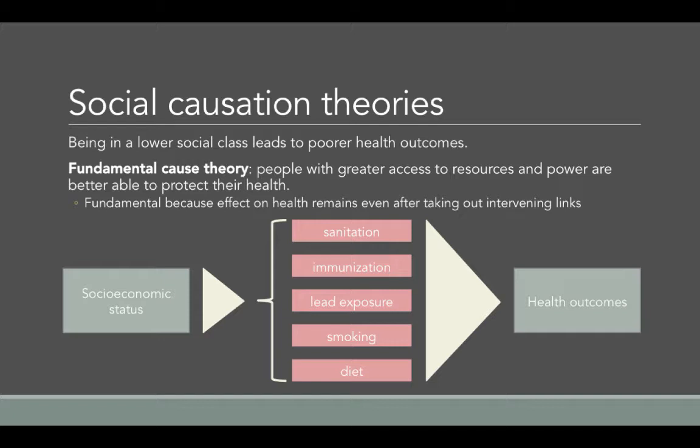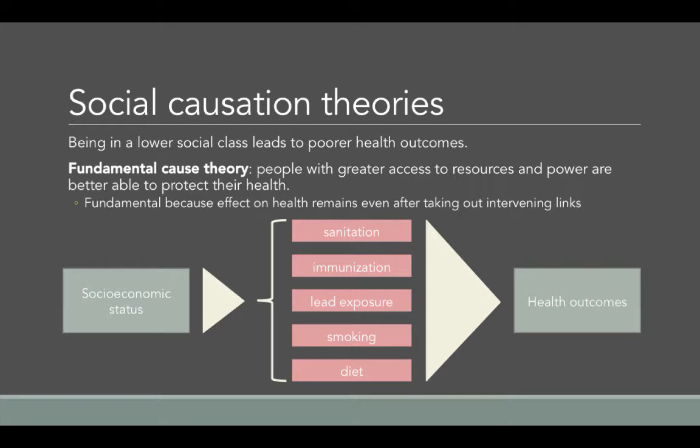Socioeconomic status is related to smoking and diet, both of which we would consider to be health behaviors. Smoking and what we might call a poor or unhealthy diet are much more prevalent among the lower social classes than the upper social classes.